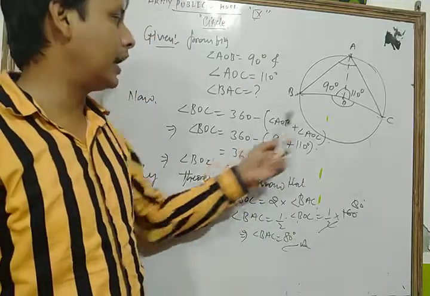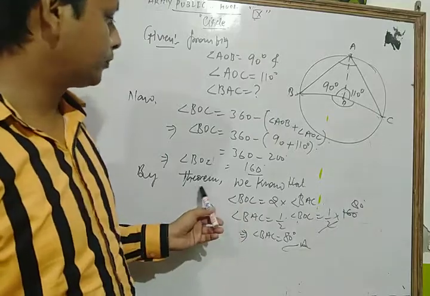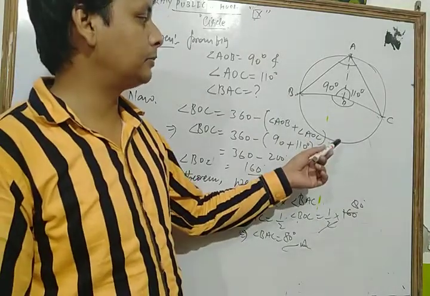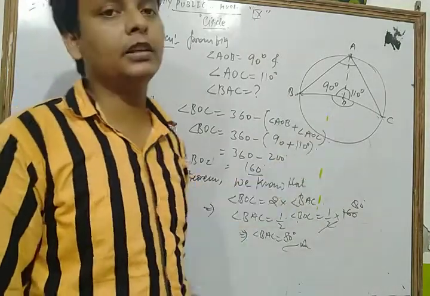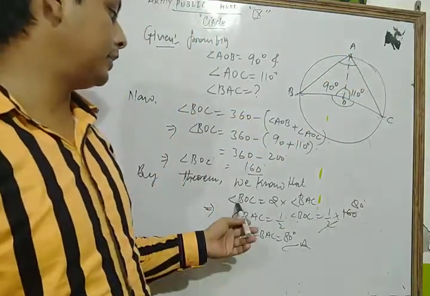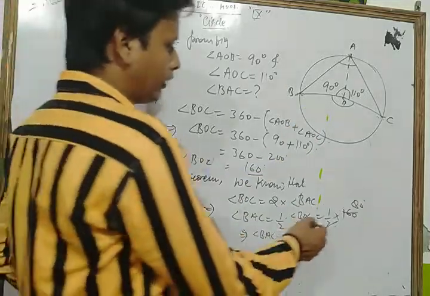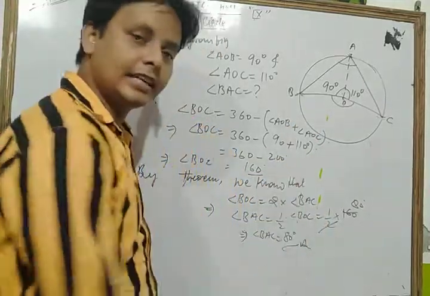So in this way we find angle BOC. Now dear students, by theorem we know that the angle subtended by that arc BC at the center is double the angle at the remaining part of the circle. So we have BOC is equal to 2 times BAC. So in this way we find angle BAC as 80 degrees.